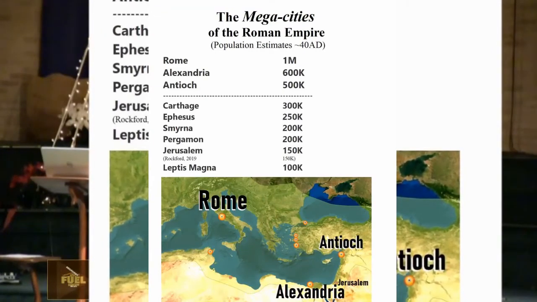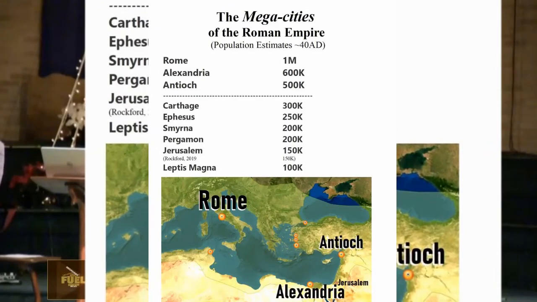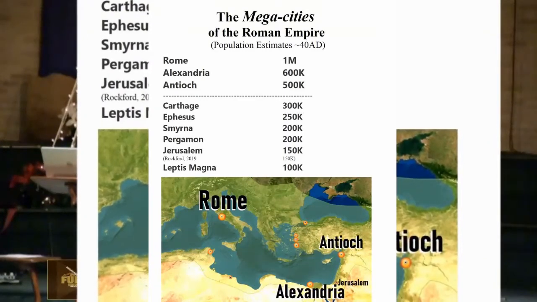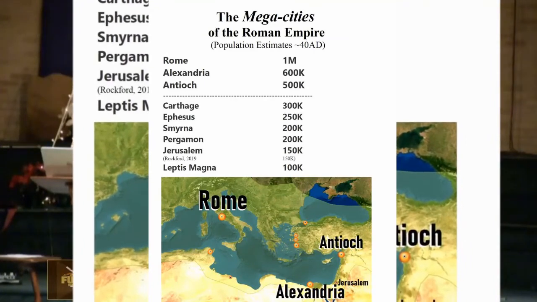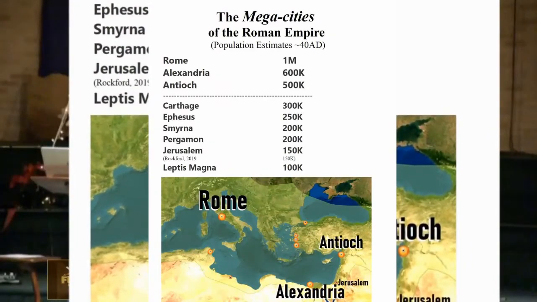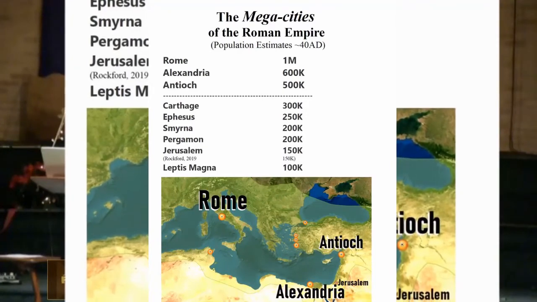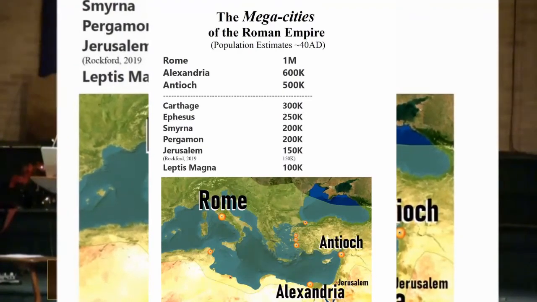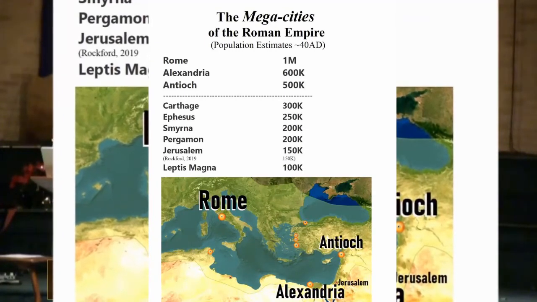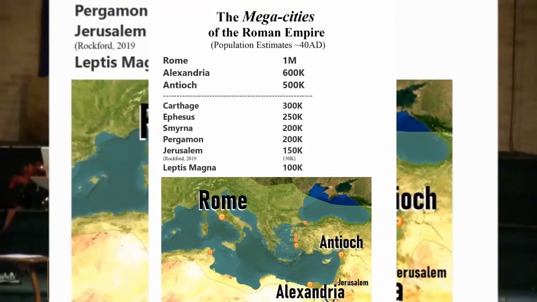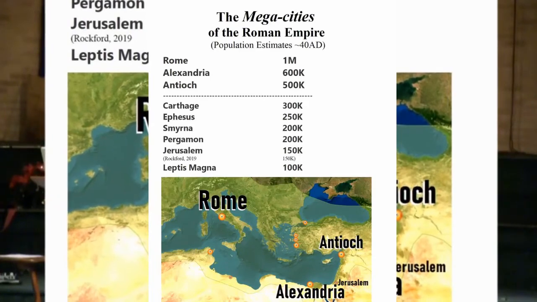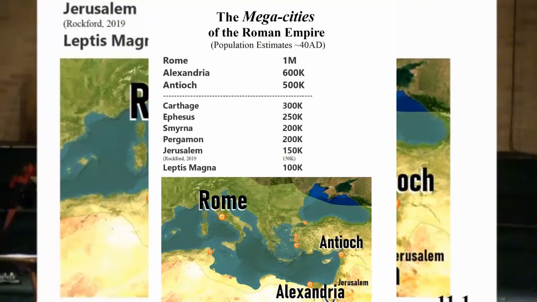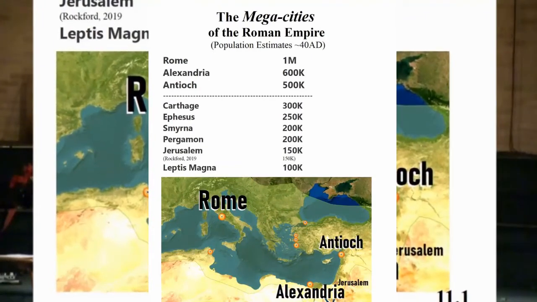The megacities? Okay. So that gives you the actual megacities of the empire at this time, 40 A.D. Rome was the capital. It was the number 1 cosmopolitan city and megacity in the Roman Empire. Rome had about 1 million. Alexandria was number 2 on the list. And the 3rd megacity was this city just north of Israel, Antioch. So those are the 3 megacities of the Roman Empire.